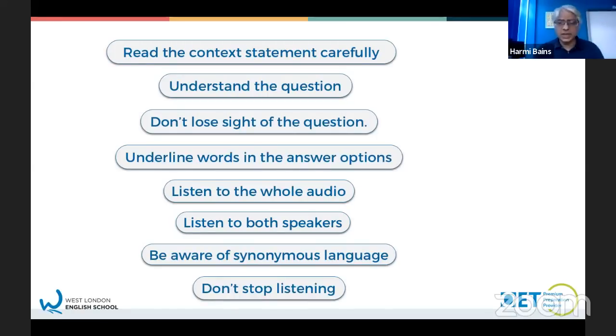And you can see you do need a lot of concentration with this exam, not just with listening part B, but also with reading part B and reading part C, listening part C. In fact, the whole exam, you really, really do need a lot of concentration.